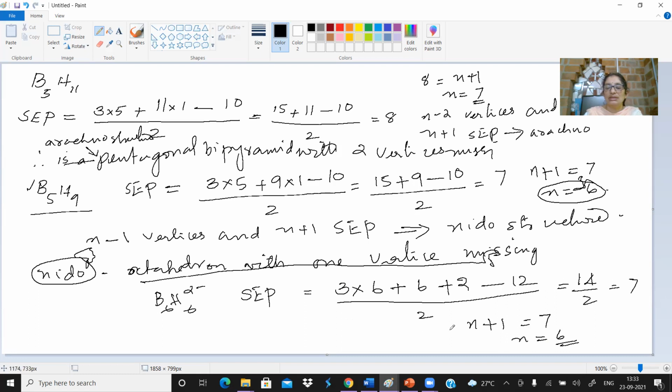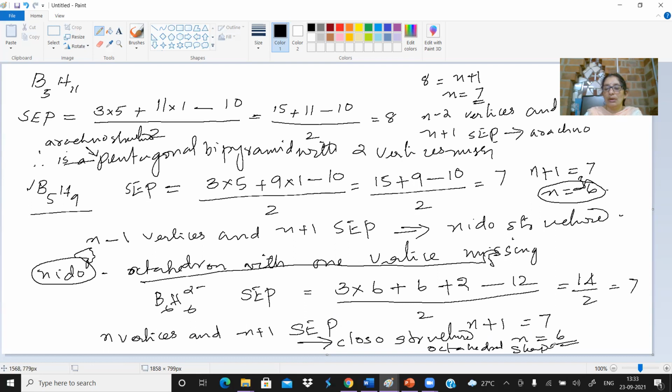Now, if you look at the number of boron atoms, that is 6. So that means this is a cluster with n vertices. n and the number of boron atoms are the same, so all the vertices are occupied by boron atoms. So the cluster has n vertices and n plus 1 skeletal electron pairs. Now such a structure is referred to as a closo structure. The closo structure with n vertices is an octahedron. So you can say a closo structure with octahedral shape.